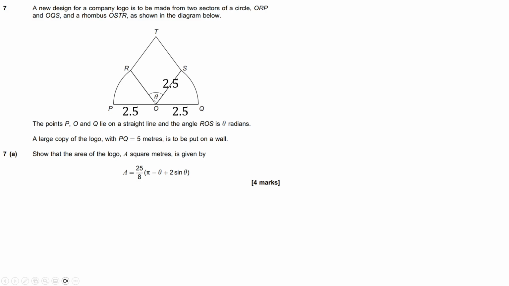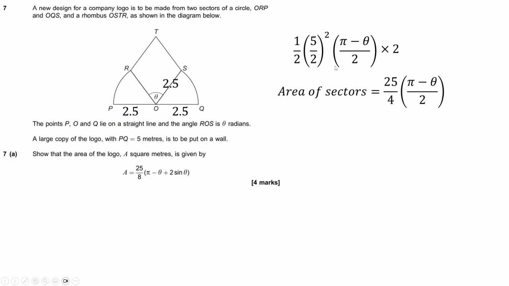Pi minus theta must equal this angle here plus this angle here. But because these are congruent sectors, if we halve the angle, so pi minus theta over 2, that gets us the angle of one of the sectors. So this here is pi minus theta over 2. So the area of this sector is half r squared times pi minus theta over 2. And we need to times it by 2 because we've got two sectors. So we'll get 25/4 times this, and that's the area of both the sectors combined.